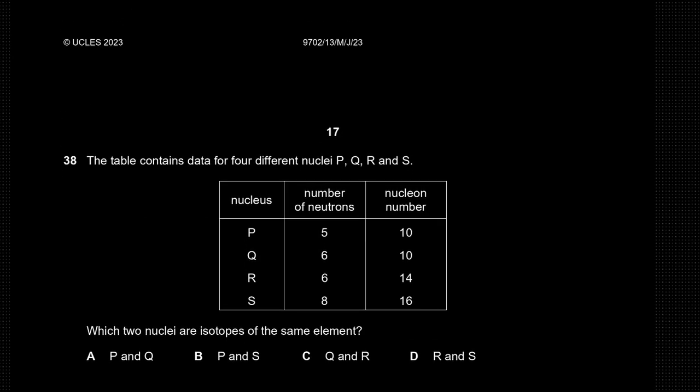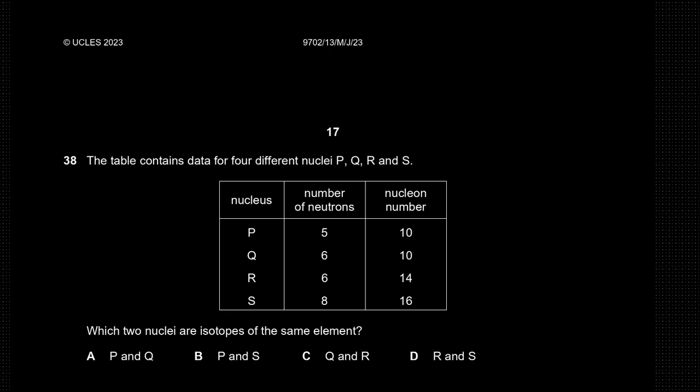38. The table contains data for 4 different nuclei P, Q, R, and S. Which 2 nuclei are isotopes of the same element? So basically the same proton number is what we're going for. So we have nucleon number and neutrons, so nothing about protons here then.